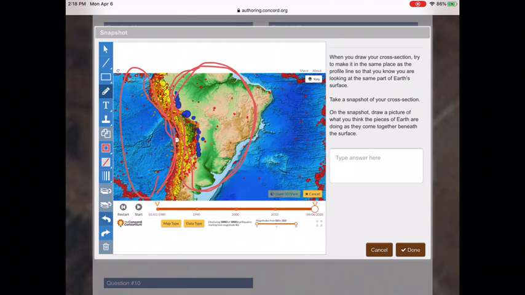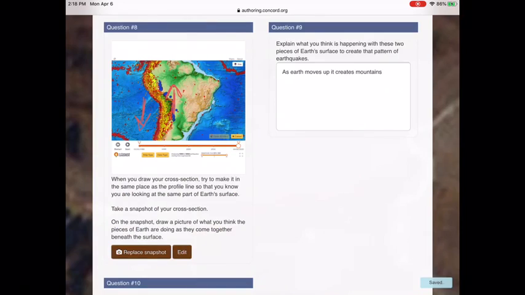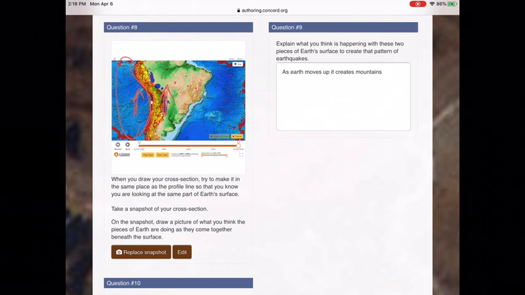maybe you think one is moving up and one is moving down. Maybe you think that they both are pushing up, so I would draw 2 up arrows. Whatever you think they are doing, just go ahead and draw your arrows and then hit done. And then what should happen is your screen will save right there. So again, you cannot do the cross section, but do the parts that you can.